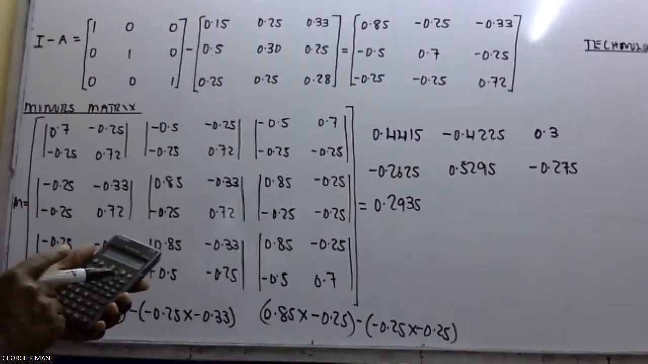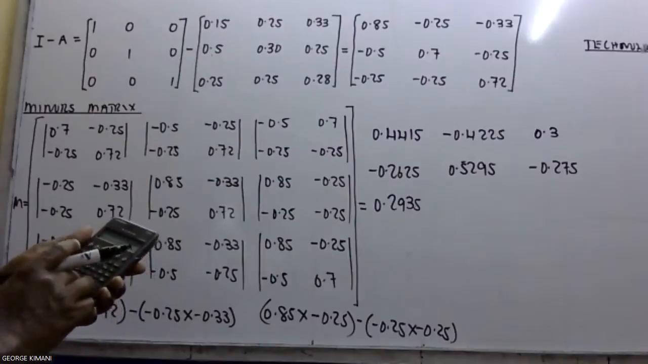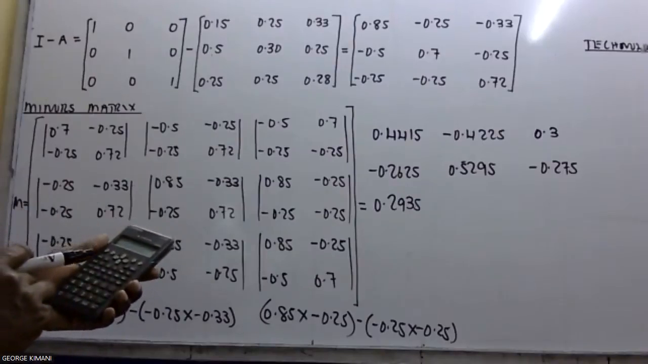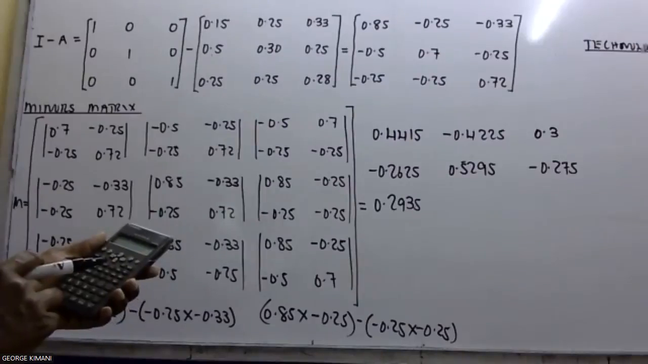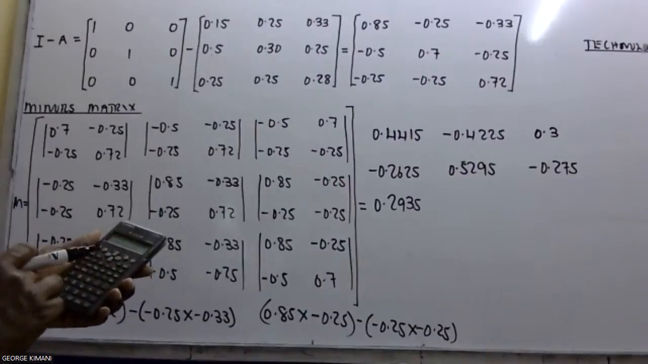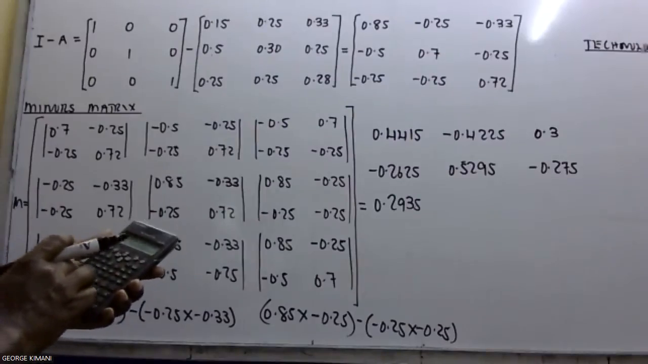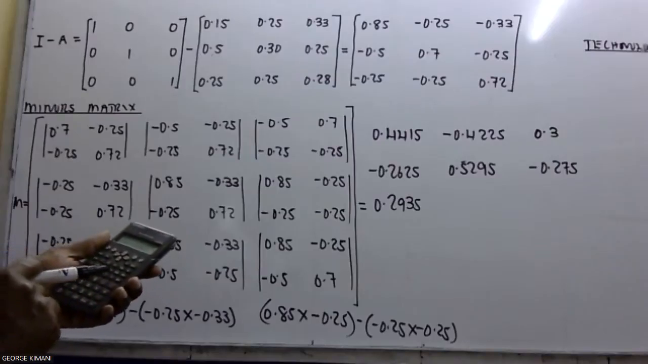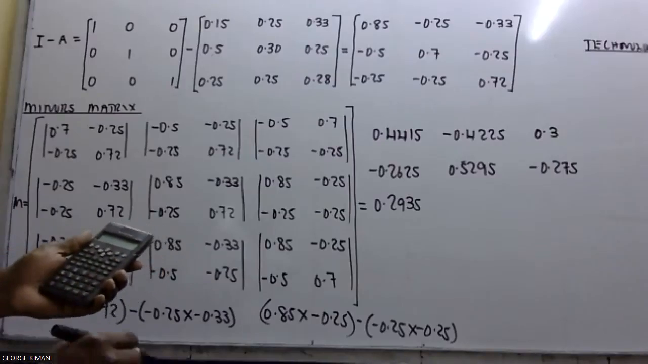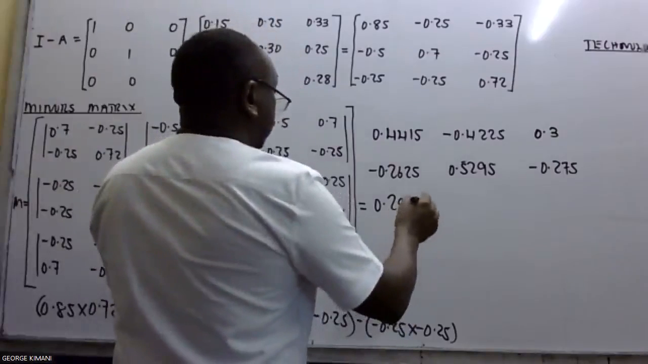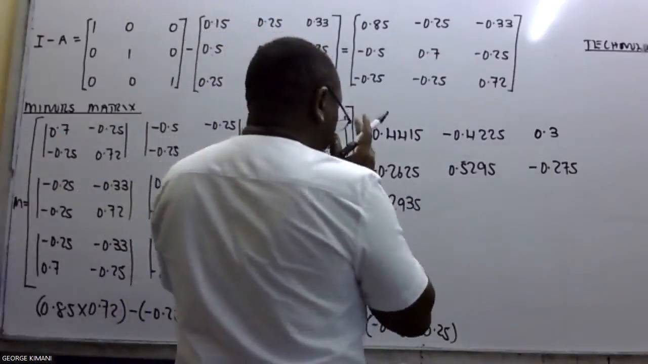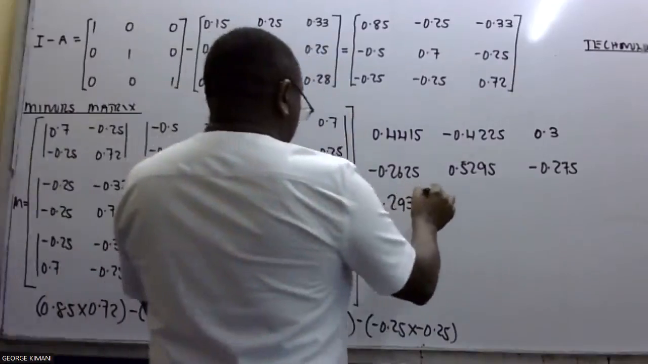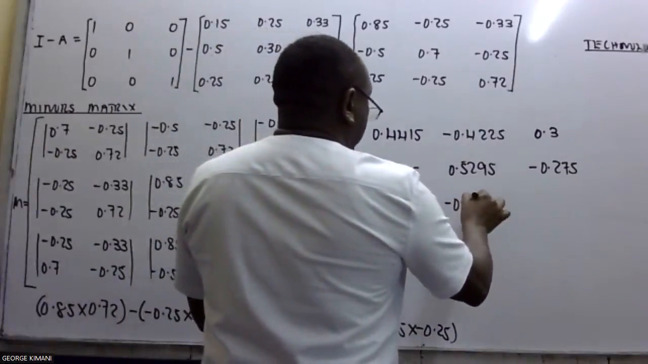Open the brackets. 0.85 times minus 0.25. Close the brackets. Minus, open the brackets. We get minus 0.5 times minus 0.33. Close the brackets, equals 0.3775. Good. Negative 0.3775.